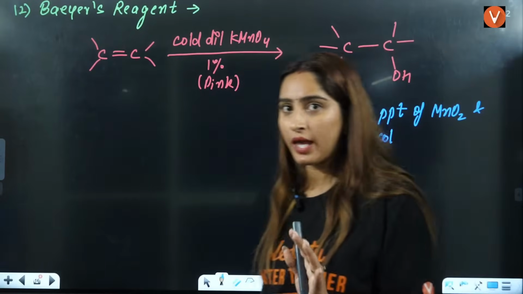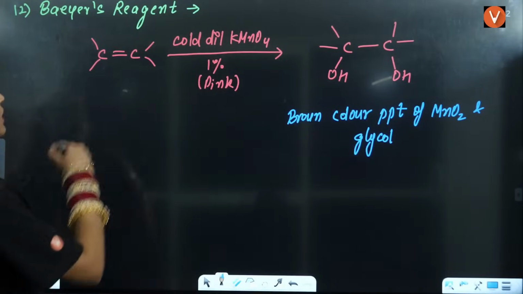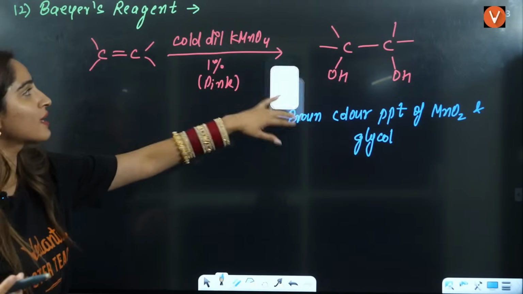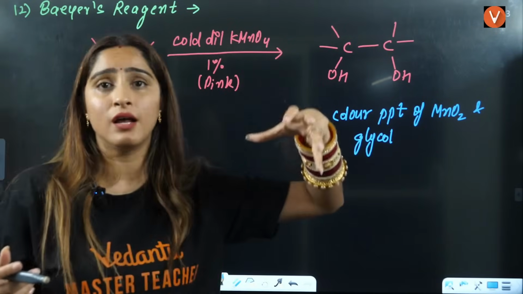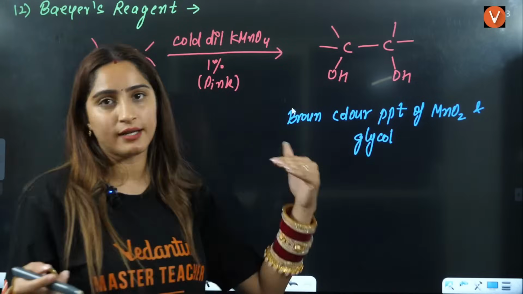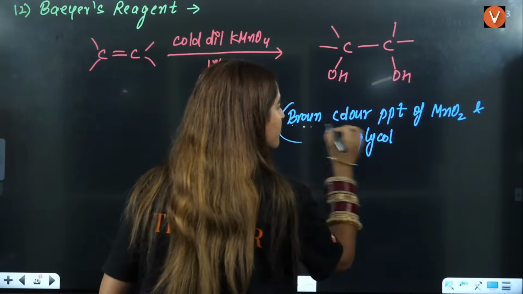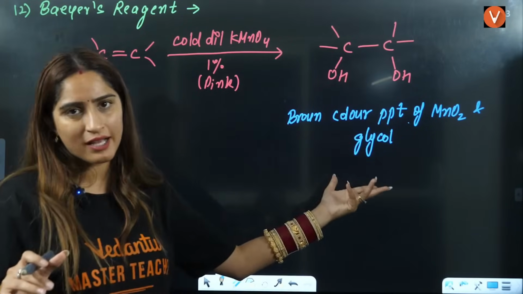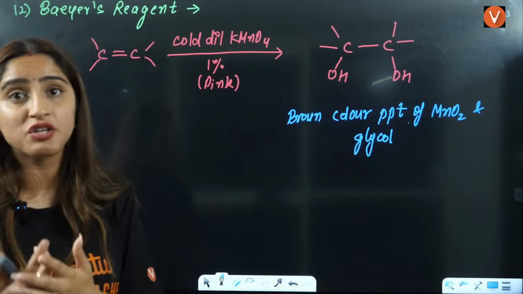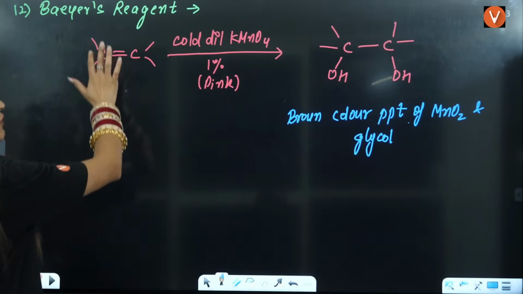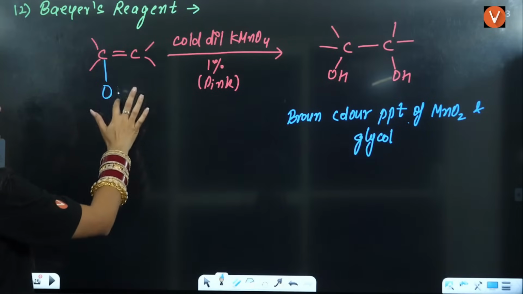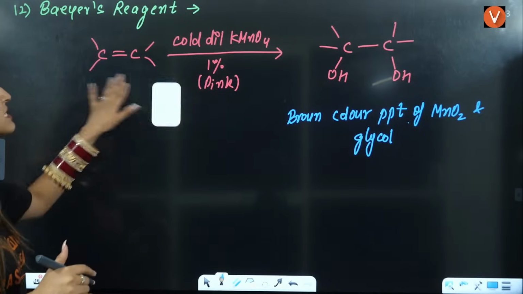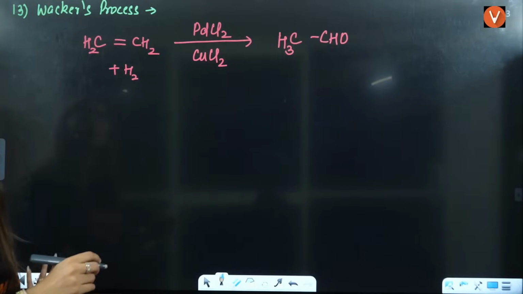Bayer's reagent, okay? In Bayer's reagent, that is cold dilute KMnO4. What you have to do here? Basically, this KMnO4 will have pink color, and its pink color will get decolorized. Why will it get decolorized? Because of brown precipitate of MnO2 and glycol. This may or may not be asked, but definitely this reaction is very important. If you have a double bond, the pi bond will break, and you will have the addition of OH on both sides. That is syn addition. It will give you syn addition here.